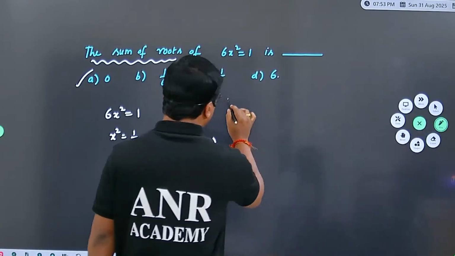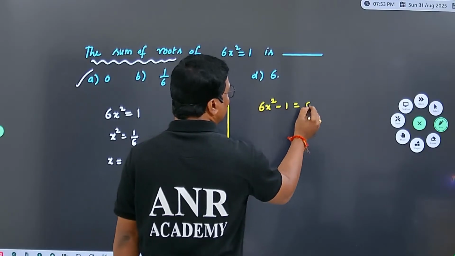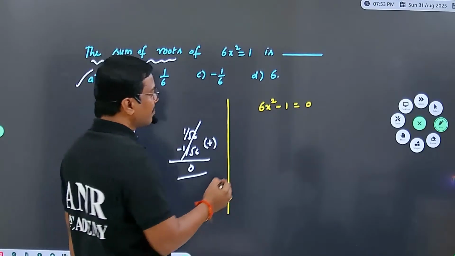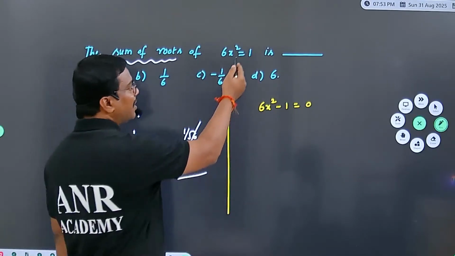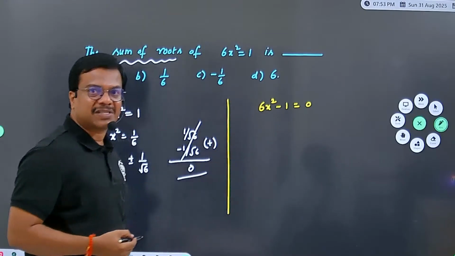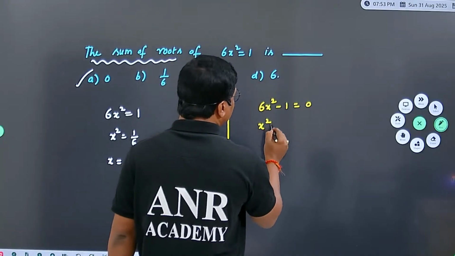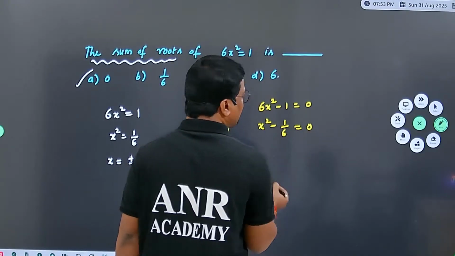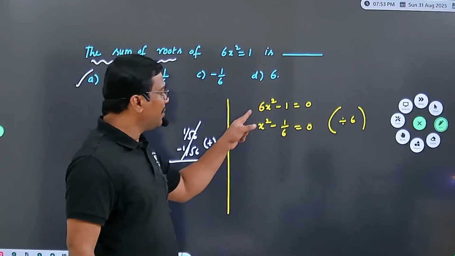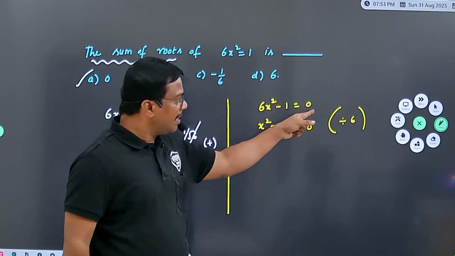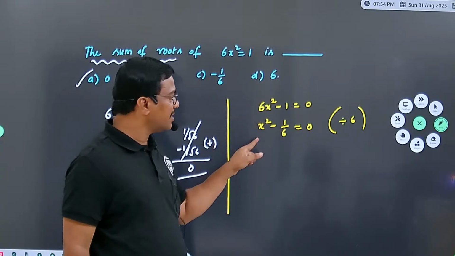See here, 6x square equal to 1 is given. Transfer 1 to the left side, we get a second degree equation, 6 times x square minus 1 equal to 0. Also you can write x square minus 1 by 6 equal to 0, just by dividing each and every term with 6. If you divide with 6 here and here, 0 by 6 is 0, and it is 1 by 6, and 6x square by 6 gives just x square.